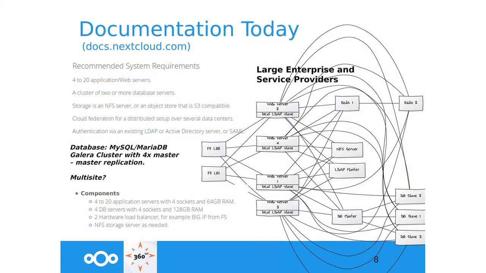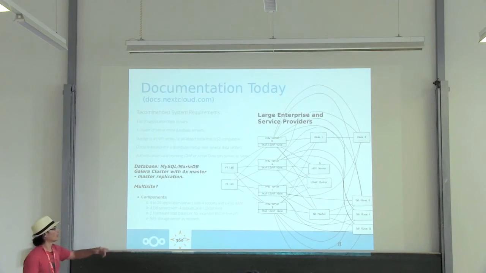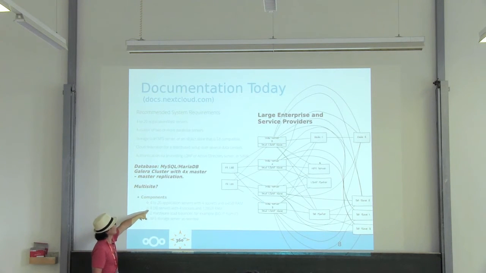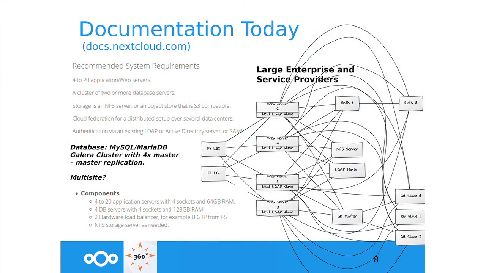Also the NFS server, LDAP master, and the same database servers, but more of them. Also, I don't think that's the right picture, because here in the documentation it says Galera cluster, so that's a different picture. But you can also see that there are more database servers here, quite big, and also some reader servers added on.